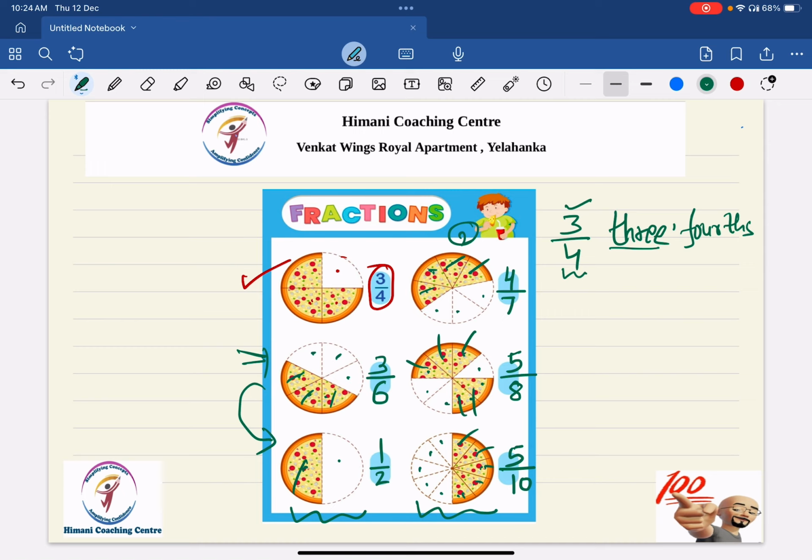Now let us try writing this 4 by 7. So in the numerator it is 4, so you will just write 4. And for 7 we will write 4 sevenths. 4 sevenths. Okay. So now kids, how will you write 5 upon 8? Okay. Pause the video and write 5 upon 8 and 5 by 10.